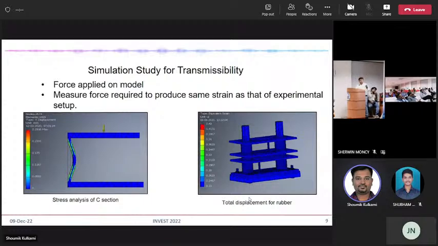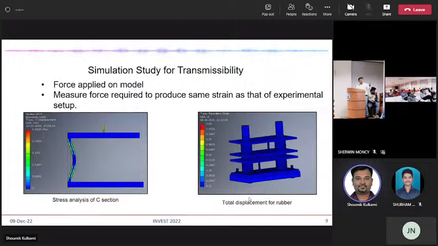Because if the strain is very low, it is very difficult to measure, and then we will have more error in our transmissibility values. The third purpose is that we directly created the model in Inventor, and we provided the rubber material in between, and from external sources we provided the material values of rubber there, and then we applied forces.